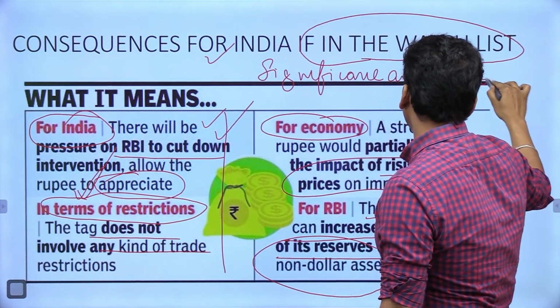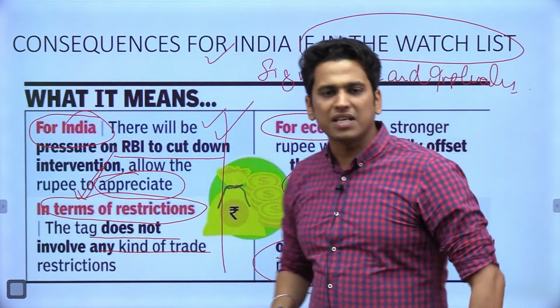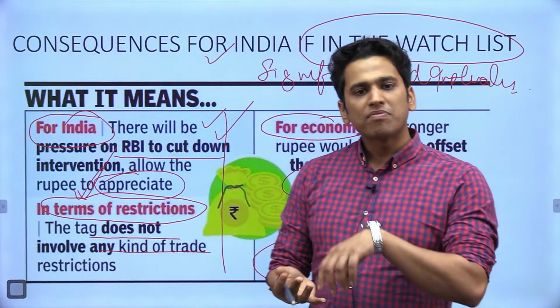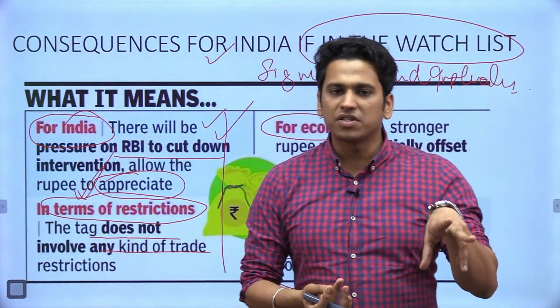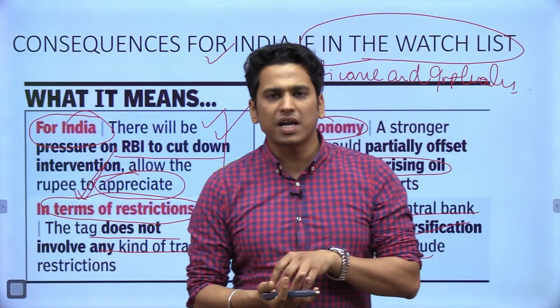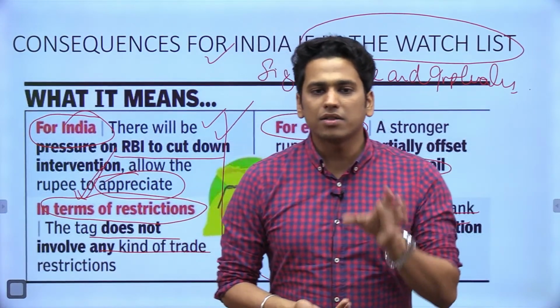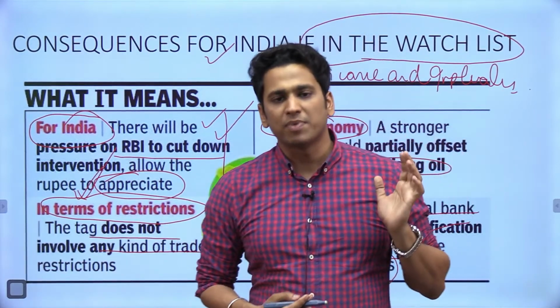These two words are very, very important. Okay, what are the significance and the implications? So, India was on the watch list. There were 3 criteria according to the Trade Enforcement Act. India met 2 criteria. अगर तीनों के तीनों हो जाते तो इंडिया करेंसी मैनिपुलेटर हो जाता.